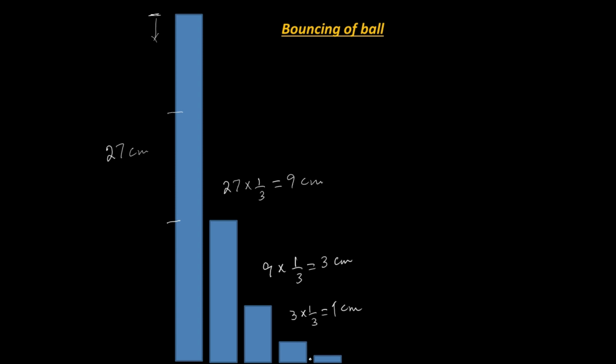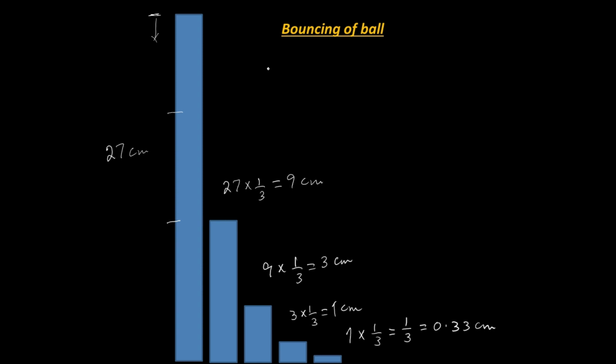Then it comes down to the floor and comes up to the height 1/3 of the fourth height, and this comes out 1 multiply 1 by 3, because 1 centimeter is the fourth height. Now 1 multiply 1 by 3 is equal to 1 by 3, which is equal to 0.33 centimeter. So what is this problem? I am dropping the ball from the height 27 centimeter to the floor. It strikes the floor and comes up again to the height 1/3 of the previous height each time.